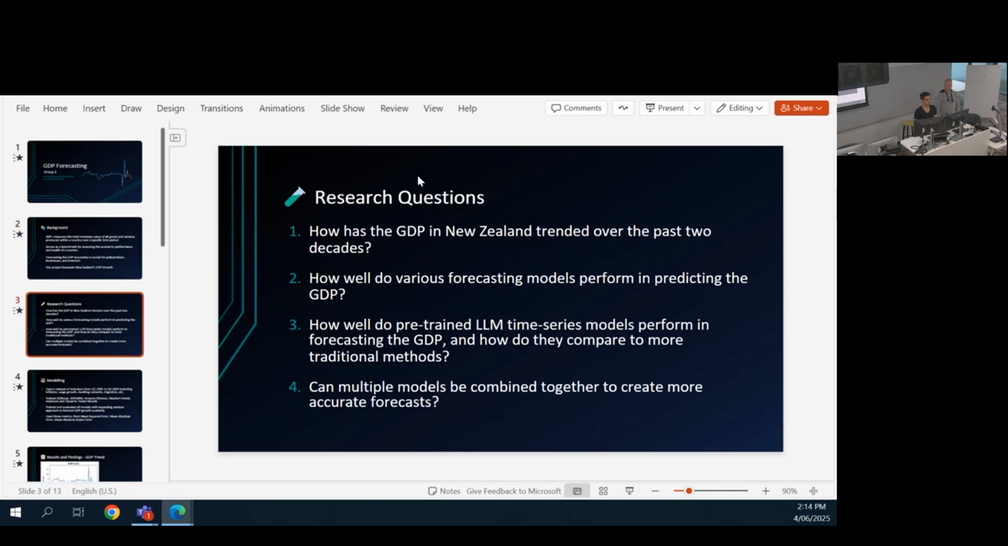Main research questions for our project. Number one, how has the GDP trended over the past 2 decades in New Zealand? How has GDP growth trended? 2, how well do various forecasting methods perform in forecasting the GDP? 3, how well do pre-trained LLM time series models perform in forecasting the GDP growth, and how do they compare to more traditional methods? 4, can multiple models be combined together to make more accurate predictions?